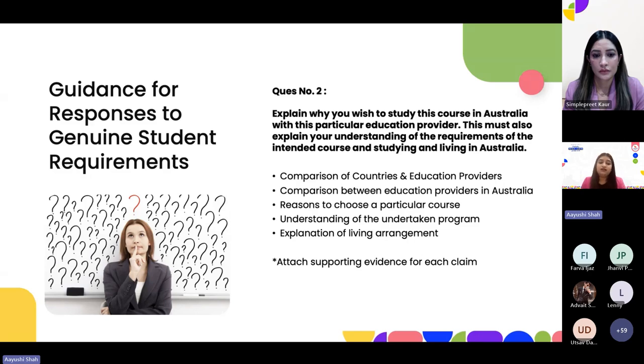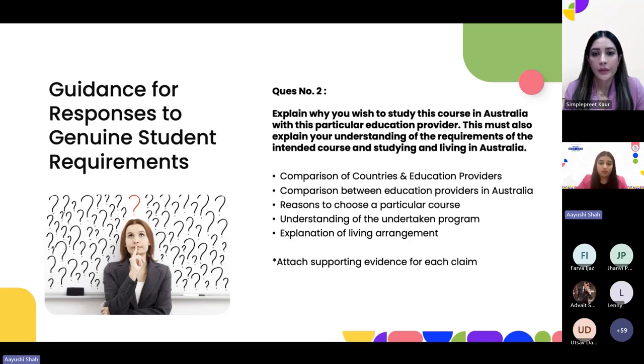Now, let's say which countries and providers did you compare? So this shows the student's research on this and why you decided to study in Australia. Why this particular college? Why have you chosen to study this course? Like, have you researched an alternate course? This shows your research. What is your understanding of the programs and how will this program benefit you?